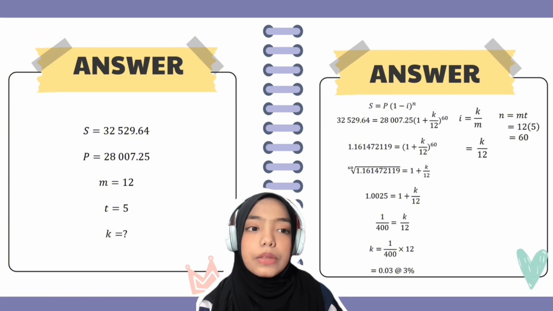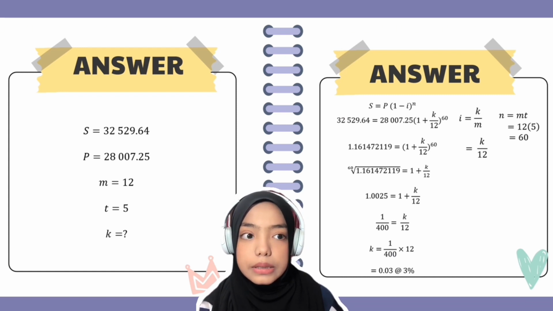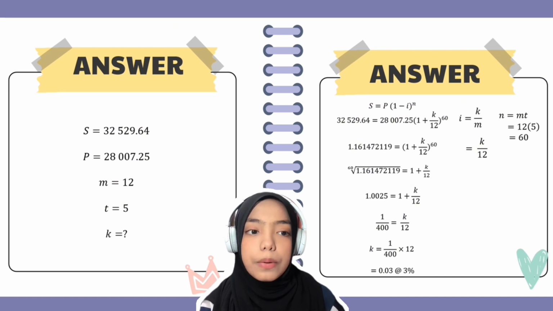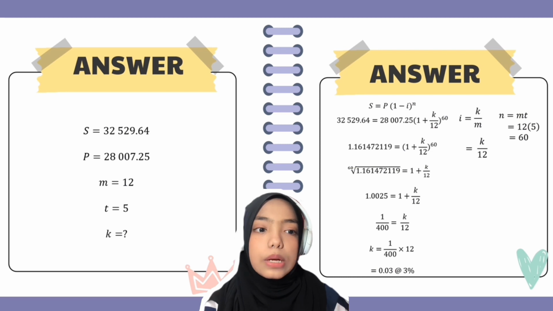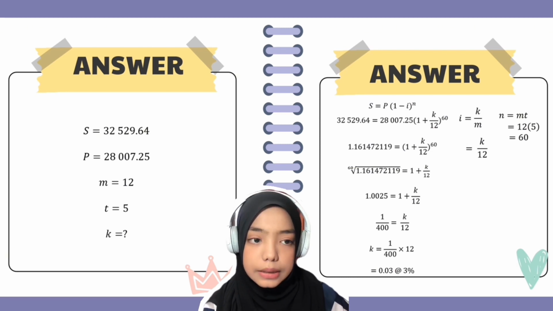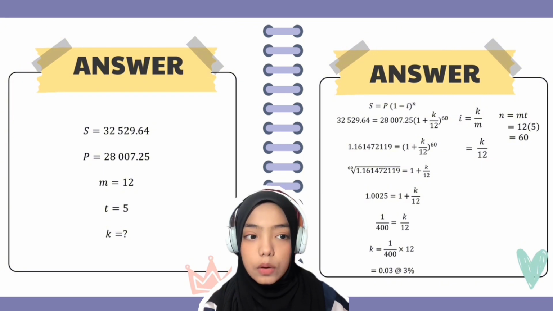First thing first, 32,529 ringgit 64 cents divided by 28,007 ringgit 25 cents equals 1.161472119, which equals (1 + k/12)^60. To eliminate the power of 60, we take the 60th root of 1.161472119, which equals 1 + k/12.